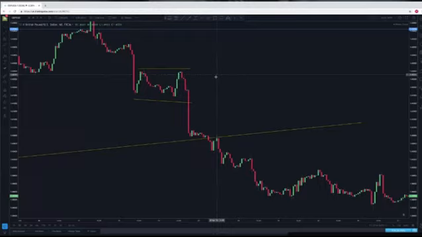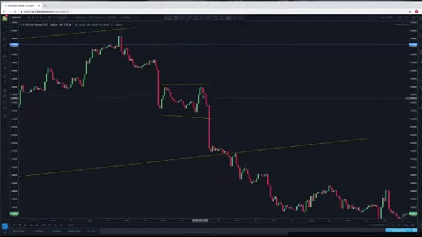Now the question that some people ask me is, is that still valid, or is it invalid now because it wasn't next to each other? This is where you have to read between the lines and realize the market is imperfect. It's not picture perfect every single time.